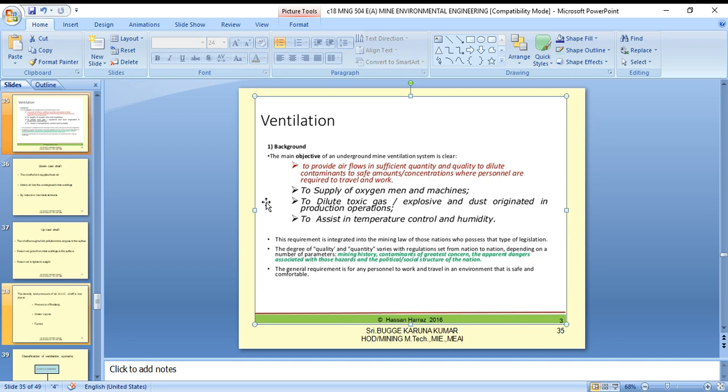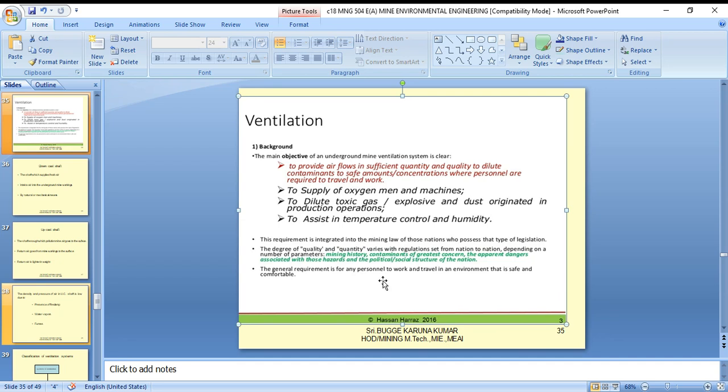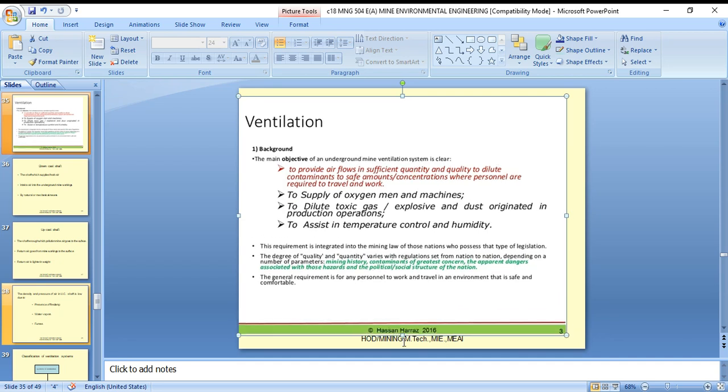This is the basic need of any ventilation activity. The requirement is integrated into the mining laws of those nations which possess this type of legislation. The degree of quality and quantity varies with the regulations set from nation to nation, depending on a number of parameters: mining history, the contamination of greatest concern, the apparent dangers associated with those hazards, and the political and social structure of the nation.